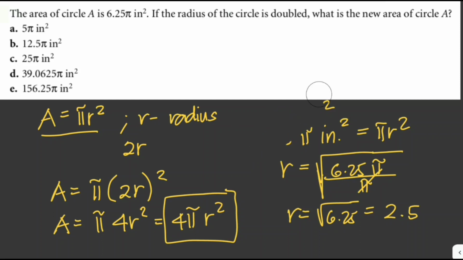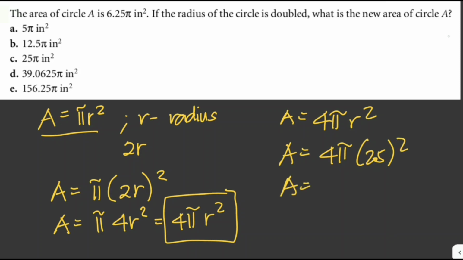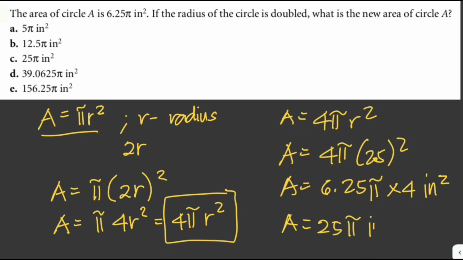So the new area would be, okay, area equals 4 pi r squared, and our radius is 2.5 squared. So this is just 6.25 pi times 4 square inches, or this is just equivalent to 25 pi square inch. So the answer here is letter C.